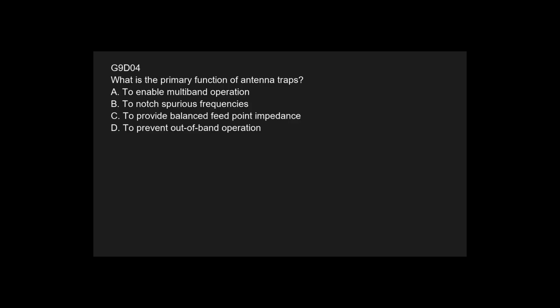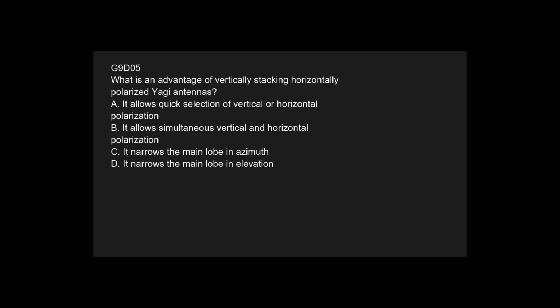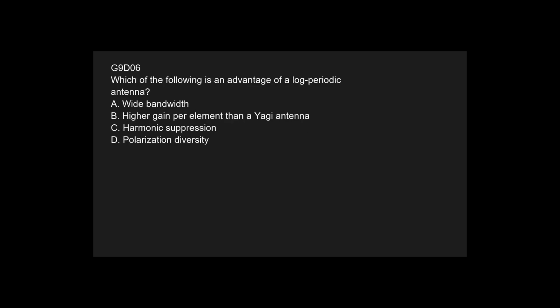Question: What is the primary function of antenna traps? The correct answer is A. To enable multiband operation. Question: What is an advantage of vertically stacking horizontally polarized Yagi antennas? The correct answer is D. It narrows the main lobe in elevation. Question: Which of the following is an advantage of a log periodic antenna? The correct answer is A.